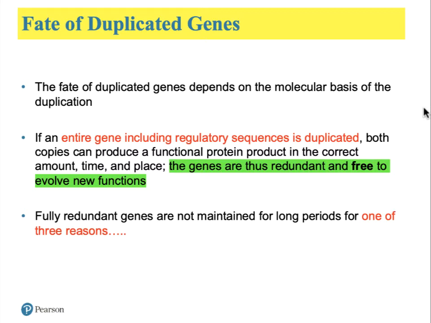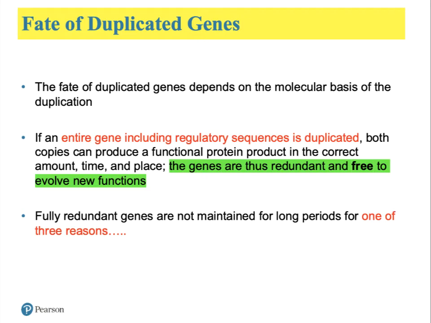Once a region of DNA containing a gene becomes duplicated, what's the outcome of those two or more duplicated genes? Well, that depends on the molecular basis of the duplication. If the entire gene, including its regulatory sequence, is duplicated, both copies can continue to produce functional product in the correct amount, time, and space, and there is no major dosage effect of these two genes now working together in the genome, then the genes are redundant and they're free to evolve new functions.